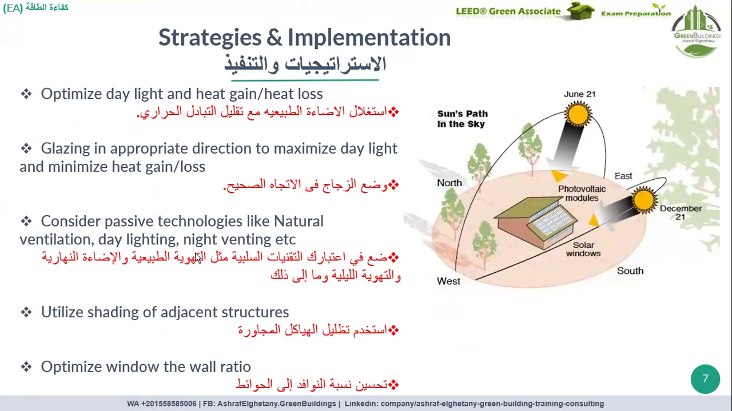Strategies to reduce energy start from what we call passive design. We call it passive design. Okay, no problem, Samir.